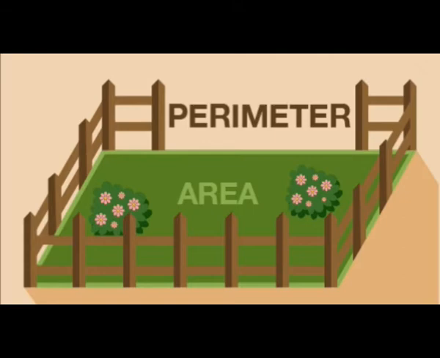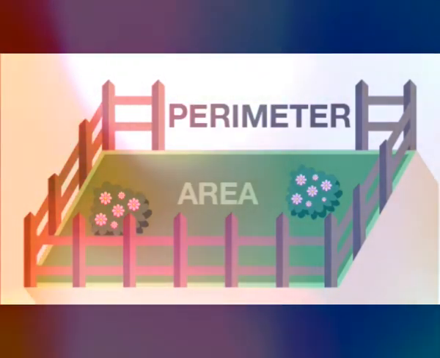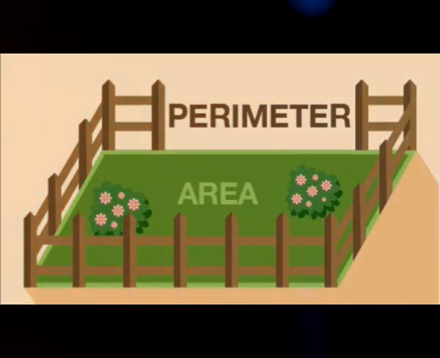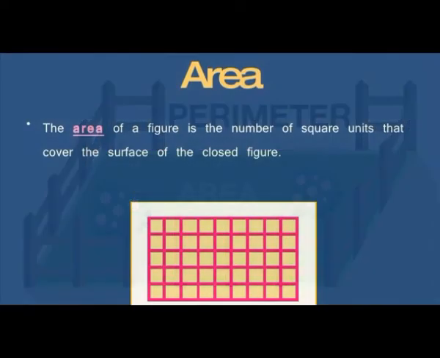Now let's talk about area. What is area? The area of a plane figure is the number of square units that the figure covers. In other words, area is the measure of the surface occupied by a figure. The term surface refers to a plane figure with only two dimensions, namely length and breadth, but no thickness.